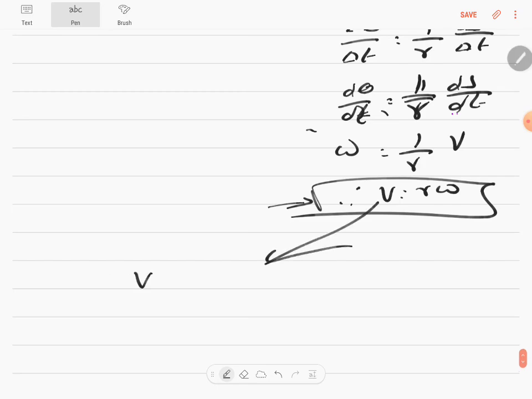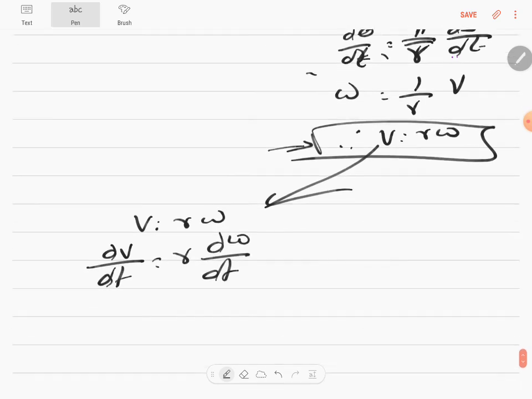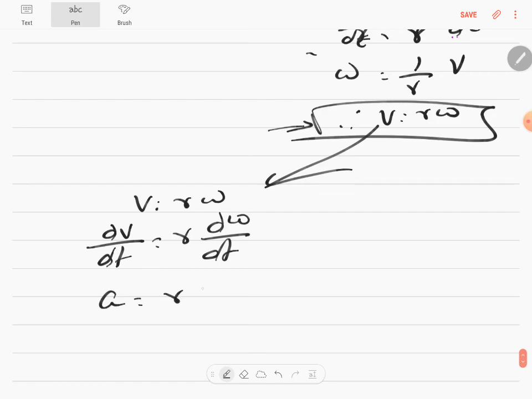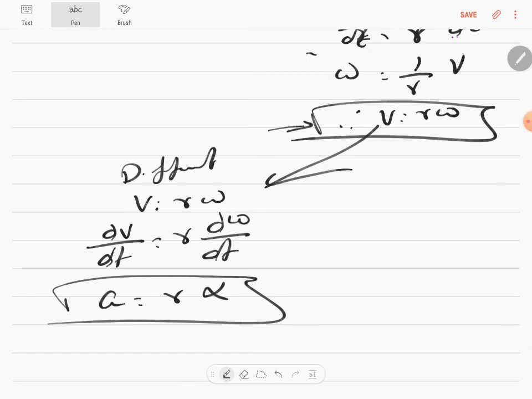V is equal to R omega. Just differentiate: dV by dt is equal to R into d omega by dt, which is linear acceleration equals R times angular acceleration. Done. Just take this and differentiate it, that's all. dV by dt is linear acceleration, d omega by dt is angular acceleration alpha. Just differentiate it and you get it.